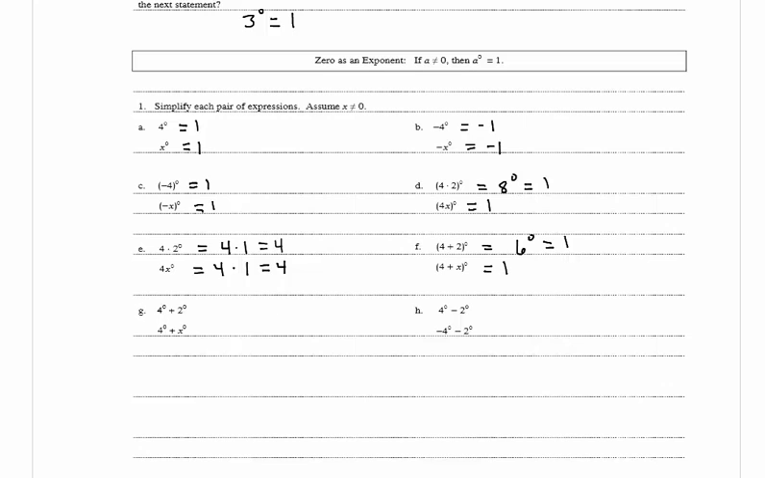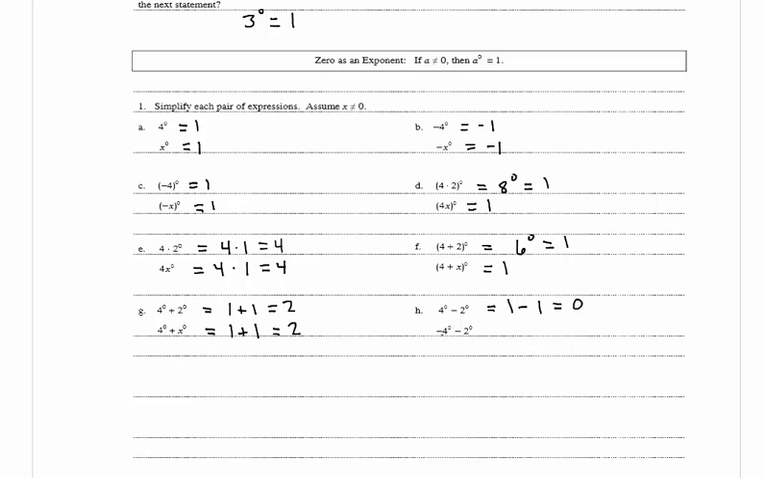In G, we have 4 to the 0 power plus 2 to the 0 power, and 4 to the 0 power is 1, and 2 to the 0 power is 1, and 1 plus 1 is equal to 2. And we have 4 to the 0 power plus x to the 0 power, so we're going to have 1 plus 1 again, and that's equal to 2. And in H, we have 4 to the 0, which is equal to 1, minus 2 to the 0, which is equal to 1. So 1 minus 1 gives us 0.